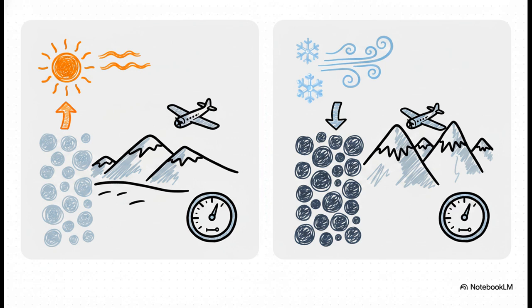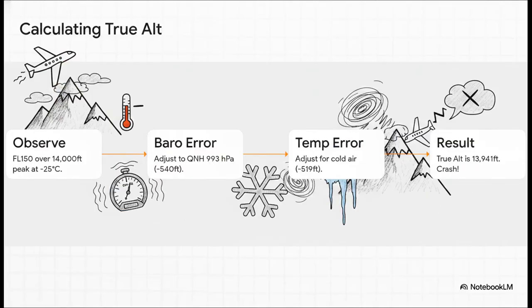That actually gives you a hidden safety buffer. You're physically higher up than the dial says. But in freezing conditions, the air compresses. Those pressure levels pack down densely toward the Earth, so the altimeter overreads. Once again, you are shockingly lower than you think. Let's actually run the numbers on this, because it is legitimately terrifying.